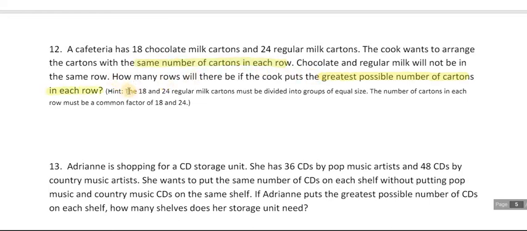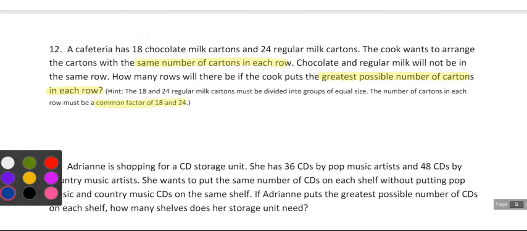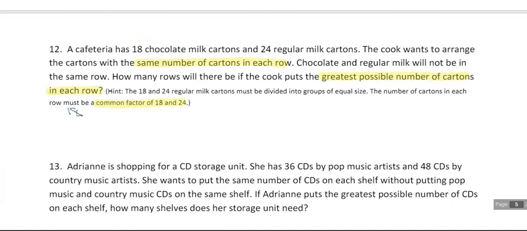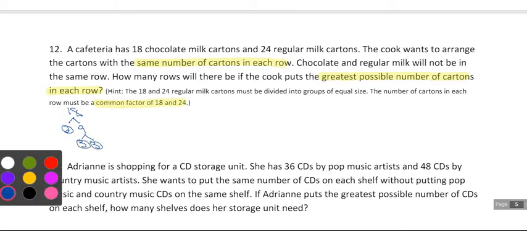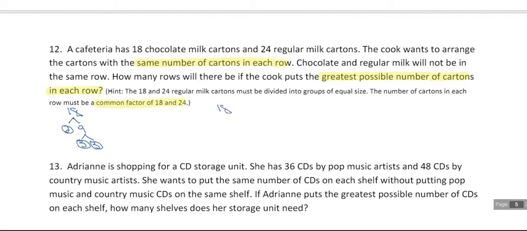Okay, so the hint is telling you that the 18 and 24 milk cartons must be divided into groups of equal size. Therefore the number of cartons in each row must be a common factor, therefore the greatest common factor of 18 and 24. So let's start off by doing our factor tree for 18. So that's going to be 2 times 9. 9 breaks to 3 times 3. So I'll go over here and list it out as 2 times 3 times 3.